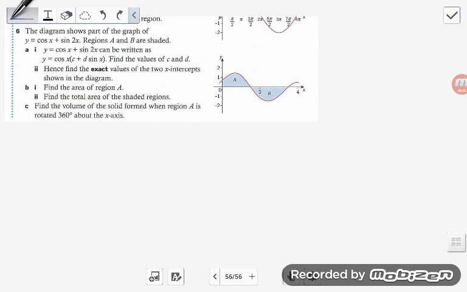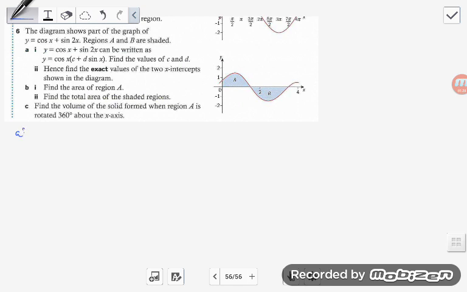So let's get started. We have the graph on the right that has the equation y is equal to cosine x plus sine 2x. And then we have region A and region B. Region A is above the x-axis, and region B is below the x-axis. So region A is going to be positive, and region B is going to be negative. Just keep that in mind. You should be taking those mental notes as you pick up the information from the question.